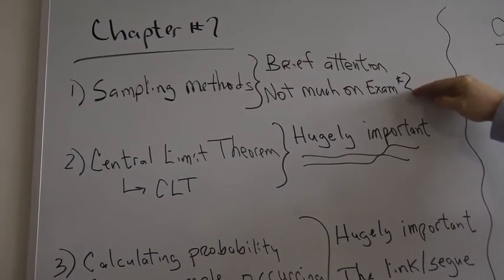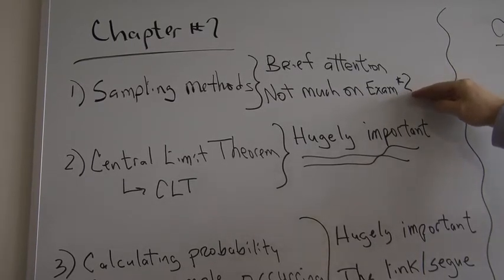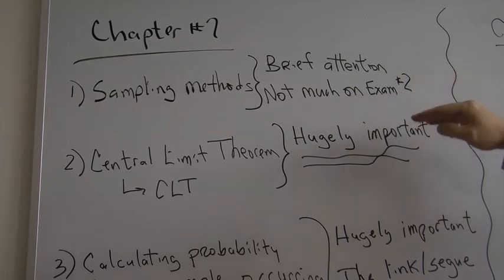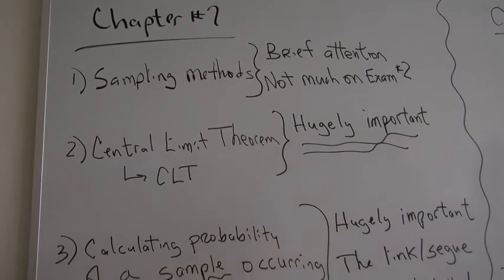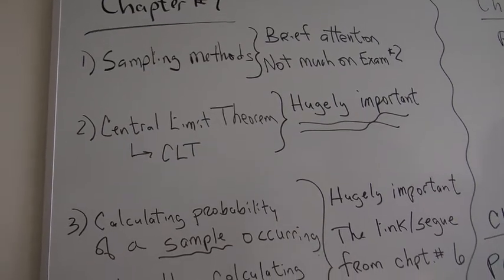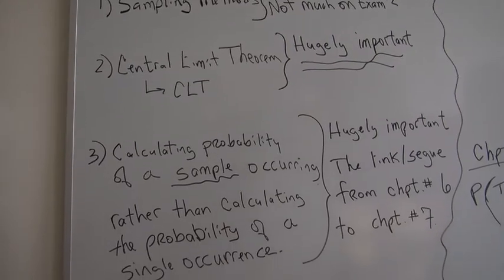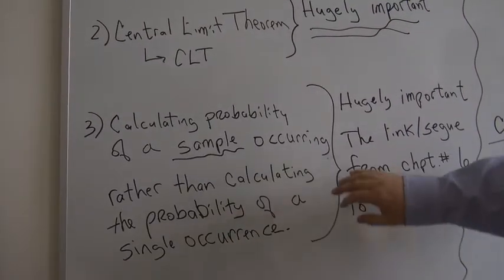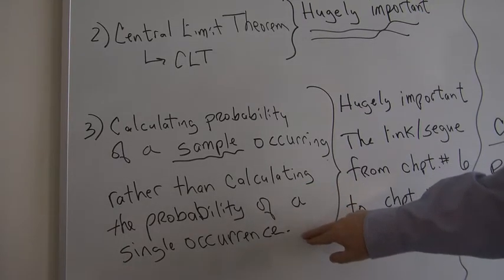The first part is sampling methods. That's actually section 7.1 in the book. And then I think section 7.2 captures both the central limit theorem and what I call calculating the probability of a sample occurring rather than calculating the probability of a single occurrence. And really what happens is in Chapter 6 you learn how to calculate the probability of a single occurrence.